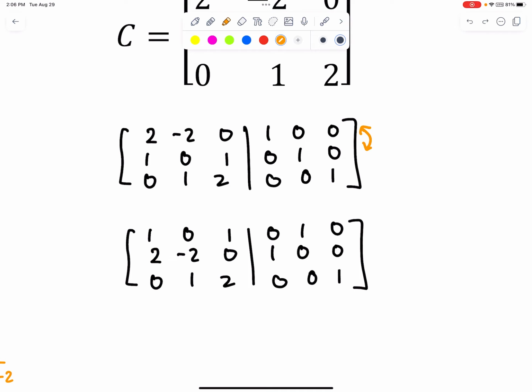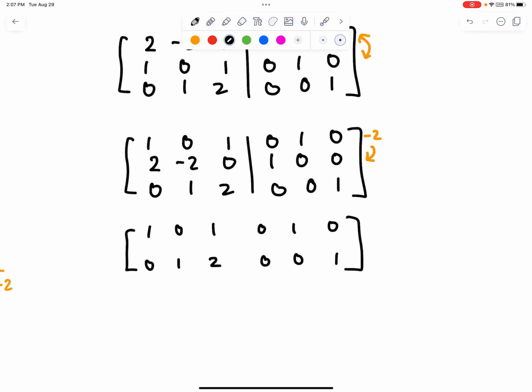So I just need that 2 to be a 0, and we're going to do the third row operation of multiplying row 1 by -2 and adding it to row 2. So -2 times 1 add to 2 is 0. -2 times 0 add to -2 is still -2. -2 times 1 add to 0 is -2. And -2 times 0 add to 1 is 1. -2 times 1 add to 0 is -2. And -2 times 0 add to 0 is 0.